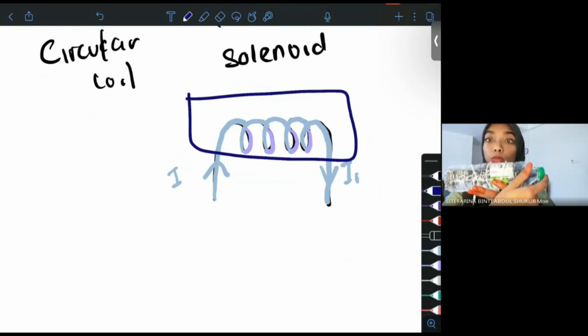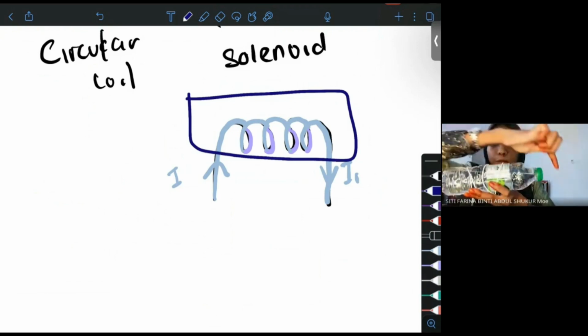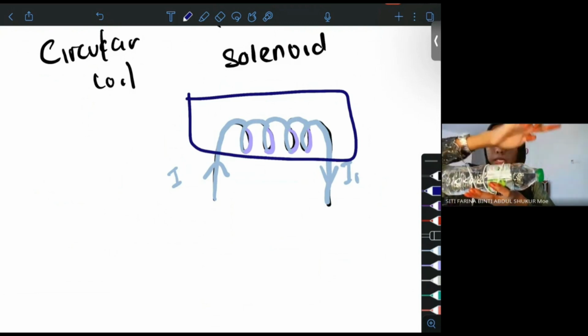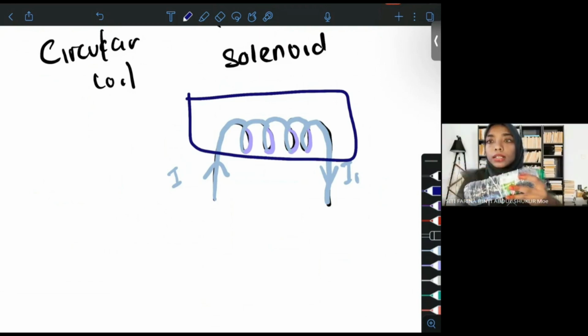So, bila kita ada north pole sini, ini automatically jadi south pole. Current flow daripada north pergi ke south pole. Magnetic field kita akan point daripada north pole pergi ke south pole. So, ini direction of magnetic field kamu. Okay ke? Saya harap saya tak confusekan siapa-siapa. I tried my best to explain.